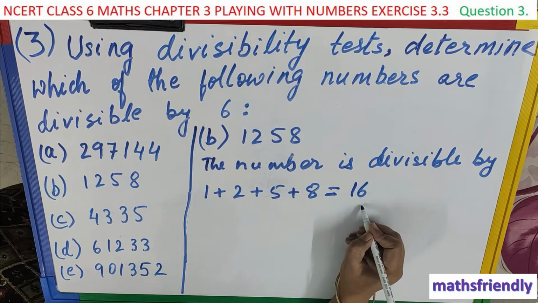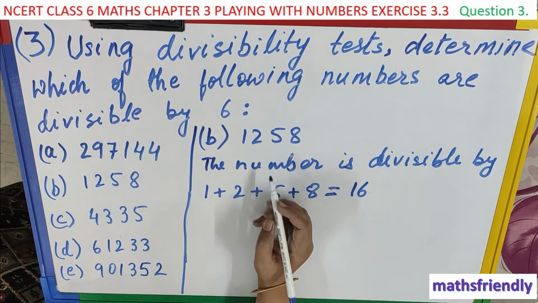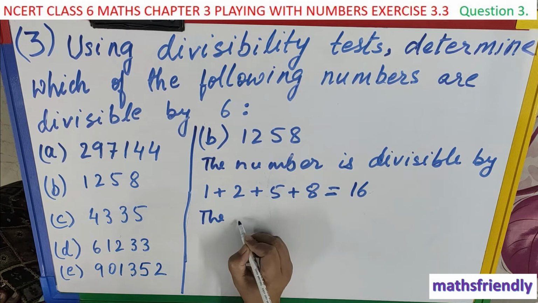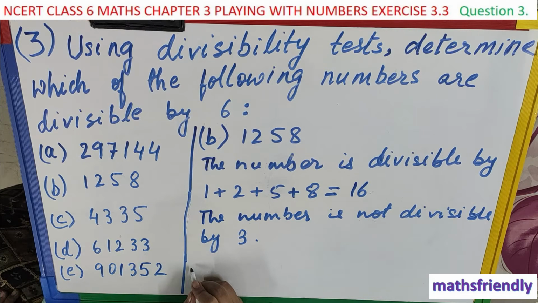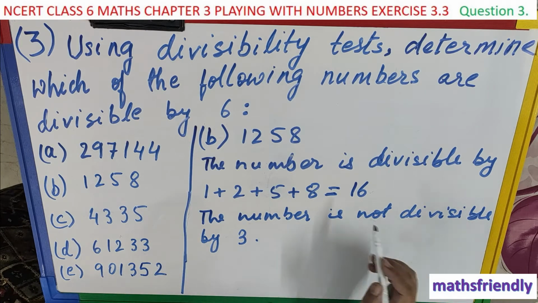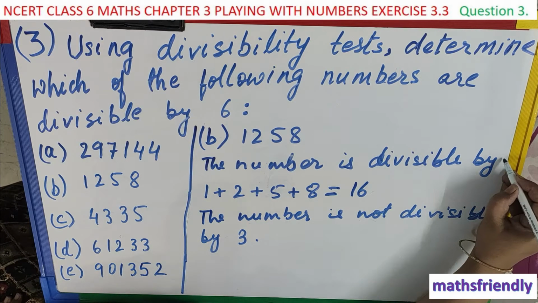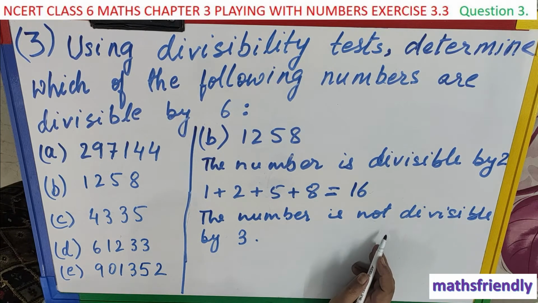See, 16 is not divisible by 3. It means this number is also not divisible by 3. So we will write the number is not divisible by 3. Therefore, the number is also not divisible by 6, because the number is divisible by 2, yes, but it is not divisible by 3.